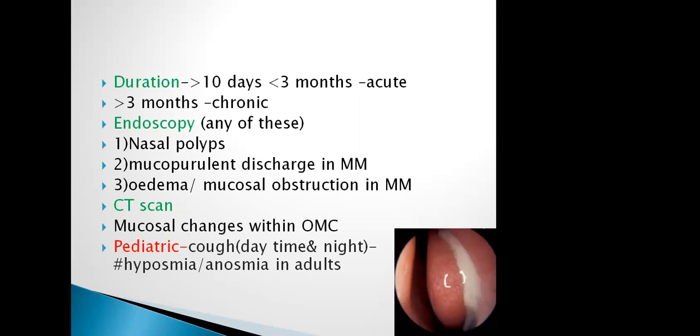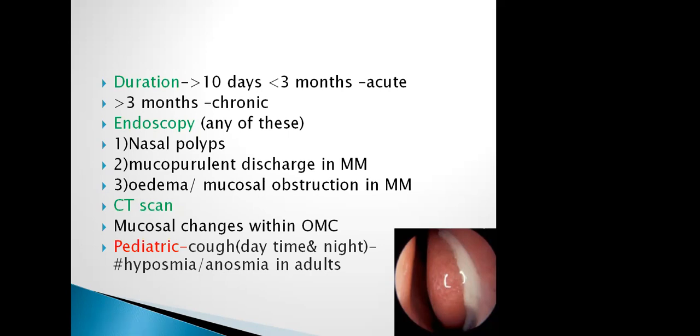On examination, like endoscopic picture, the patient we may be seeing nasal polyp. There will be mucosal discharge in the middle meatus, and there will be edema or mucosal obstruction in the middle meatus. CT scan may show mucosal changes within the osteomeatal complex.